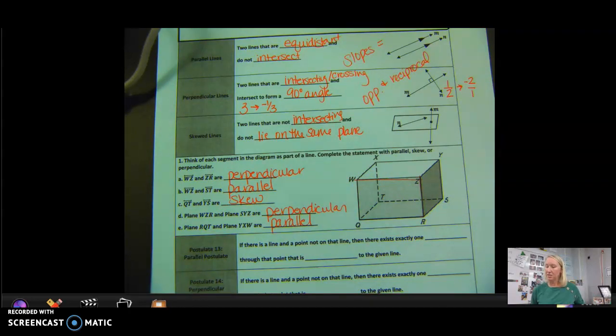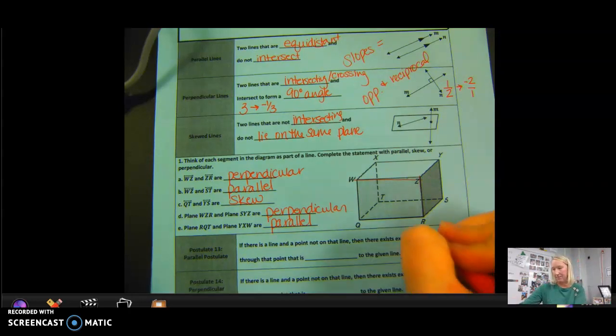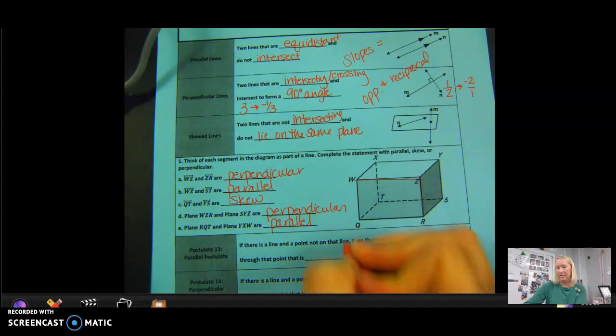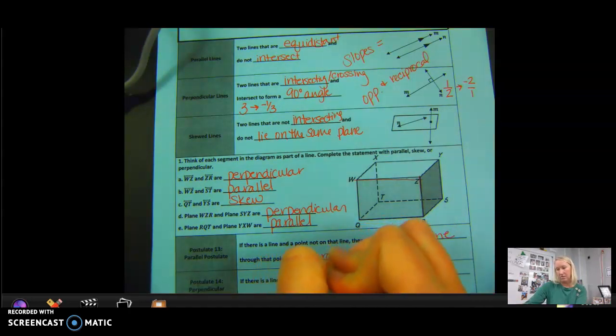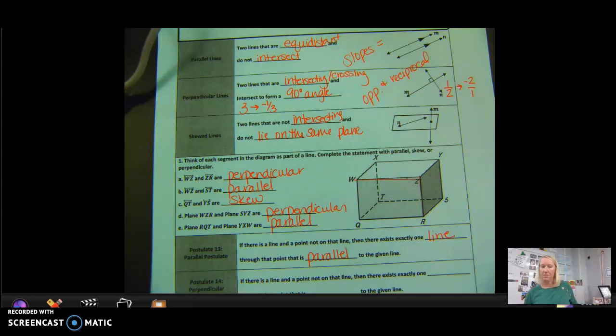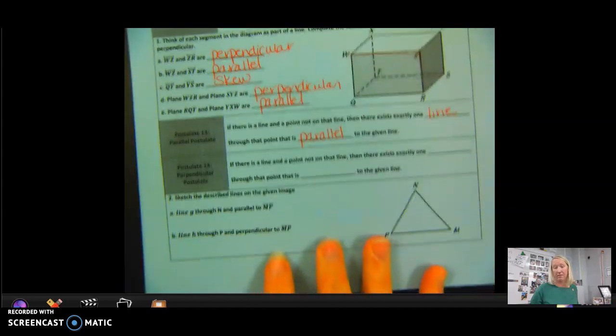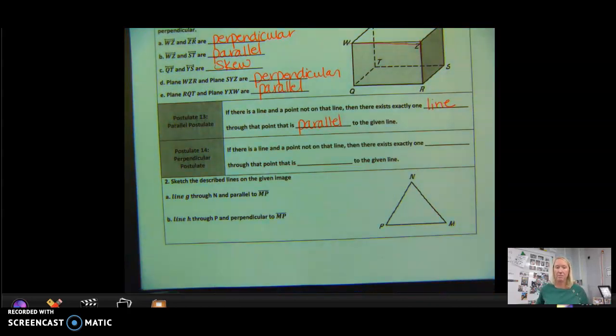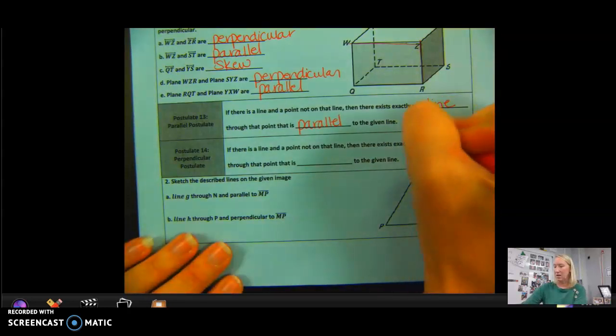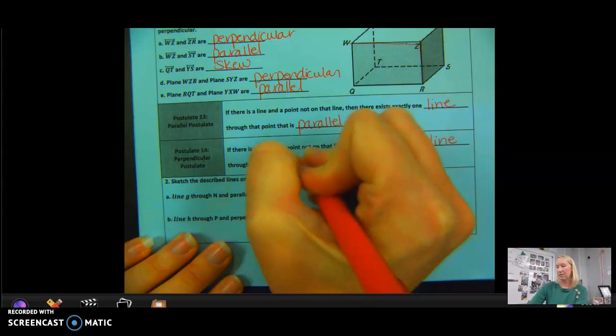All right. Postulate 13. If there's a line and a point on that line and a point not on that line, then there exists exactly one line through that point that is parallel to that line. But then postulate 14, perpendicular postulate. Think of postulates. You may have proofs with these postulates, right? If there is a line and a point not on the line, then there exists exactly one line through that point that is perpendicular.